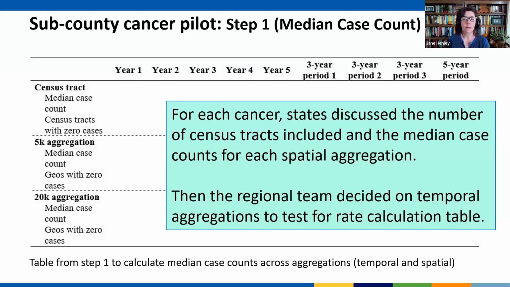For each cancer type, states discuss the number of census tracts included and the median case counts for each spatial aggregation, and which spatio-temporal aggregations may or may not work for each geographic level. Then the regional team decided on spatio-temporal aggregations to test in the rate calculation table. And I'll go through some examples from our regional teams. Next slide, please.